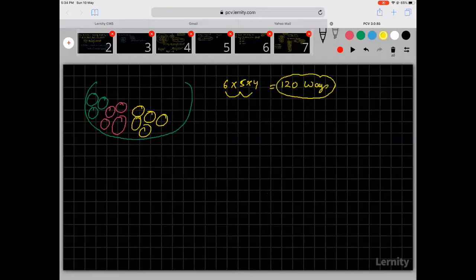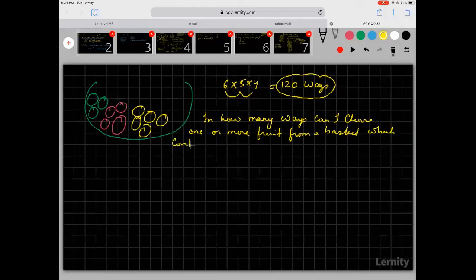Can you understand this? Can you make notes? Question is, in how many ways can I choose one or more fruit from a basket which contains 3 custard apples, 4 apples, and 5 mangoes.